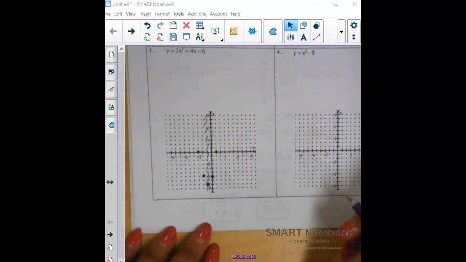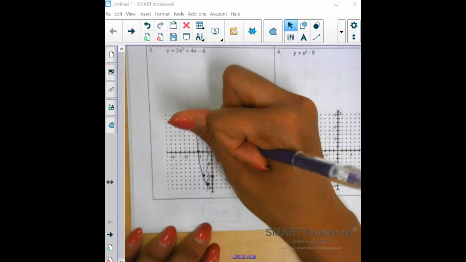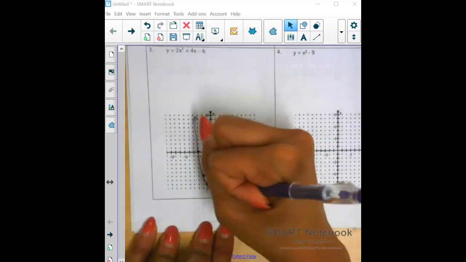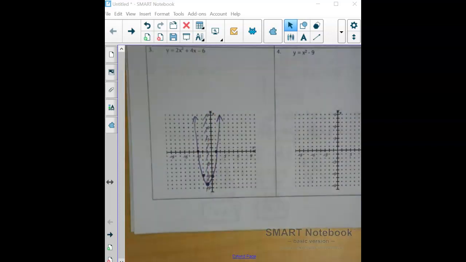So I have my parabola. I'm going to try to curve this the best that I can. It's not going to be the most beautiful graph, guys, but it'll be close. It'll get you points. That's my curve.